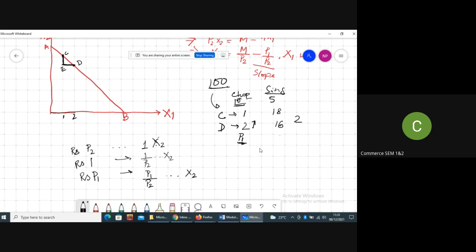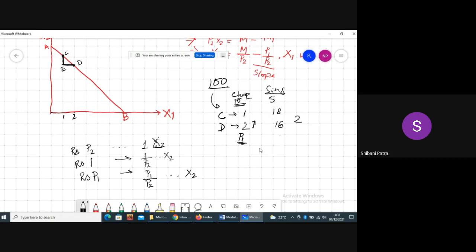P2 is the price of commodity X2, which is samosa here. So if you spend P2 rupees on samosa, you will get 1 unit of commodity X2. Now, if you spend only 1 rupee on samosa, how much amount of samosa will you get? 1 by P2 amount of samosa.